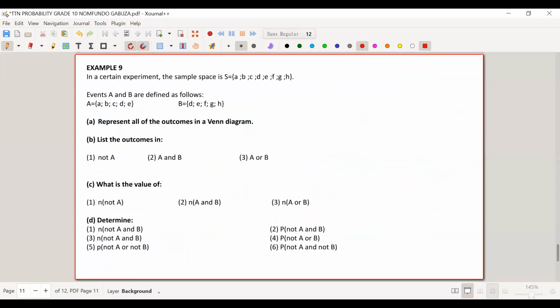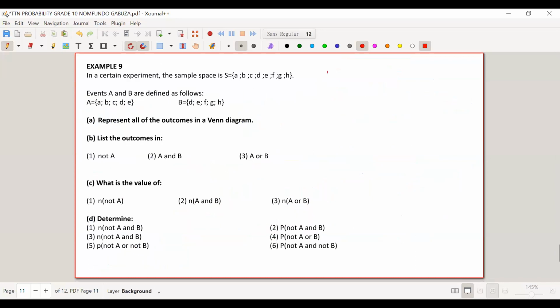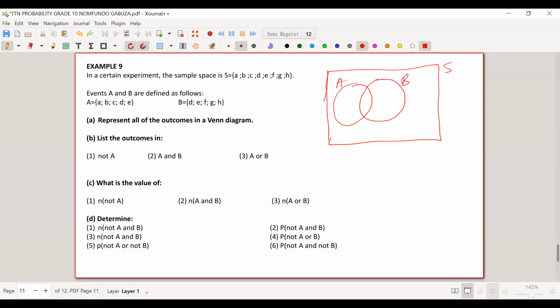Okay, so let's take a look at example 9. Example 9 says, in a certain experiment, the sample space is A, B up until H. So events A and B are defined as follows. So the question is saying that represent all the outcomes in a Venn diagram. So let's say this is our sample space and this is A and this is B.